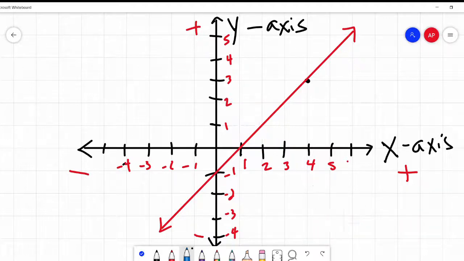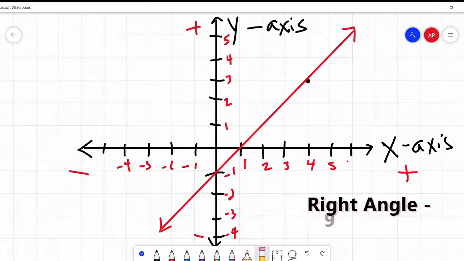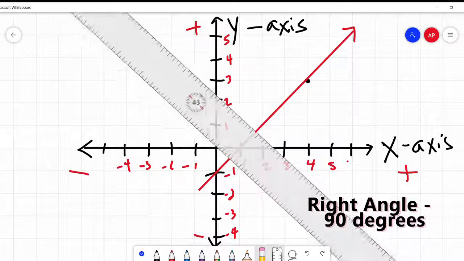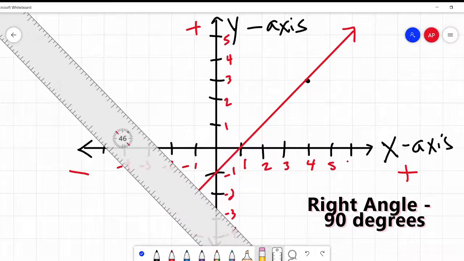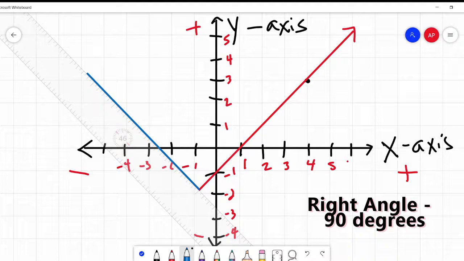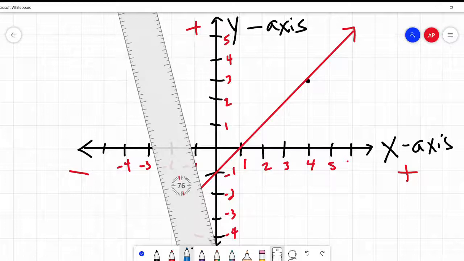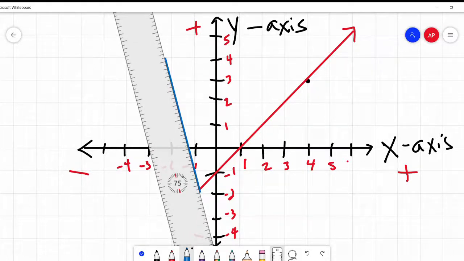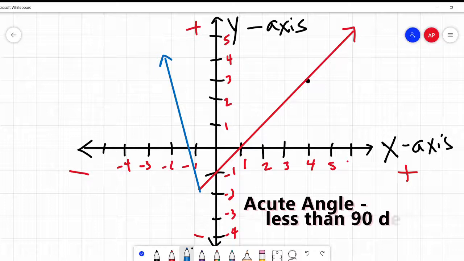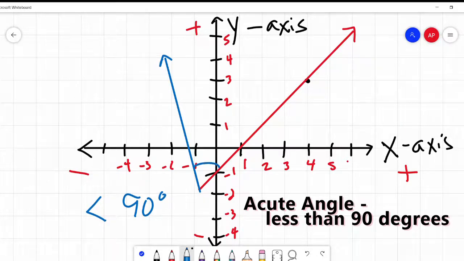Okay, and one last thing about angles, a 90-degree angle is called a right angle. So if I had like this, that is a right angle, 90 degrees. If the angle was less than 90, it is called an acute angle. If it is less than 90 degrees. Remember that because it's smaller, like, oh, what a cute little angle. It's acute.